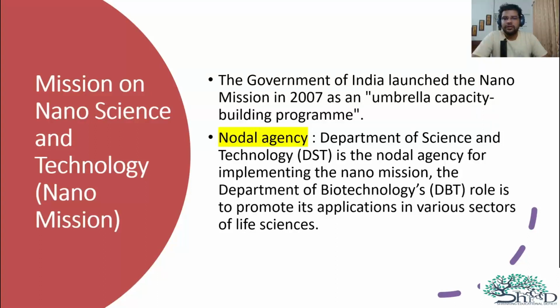The Department of Science and Technology is the nodal agency, but the Department of Biotechnology will be promoting or focusing on things in life sciences. DST will be overall implementing things. DBT will be focusing on life sciences.